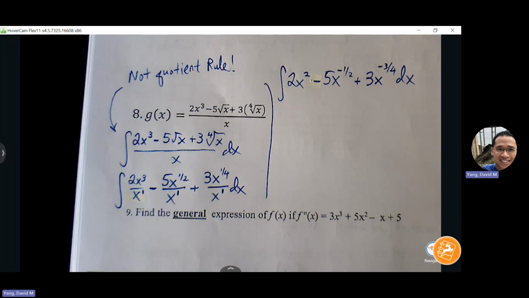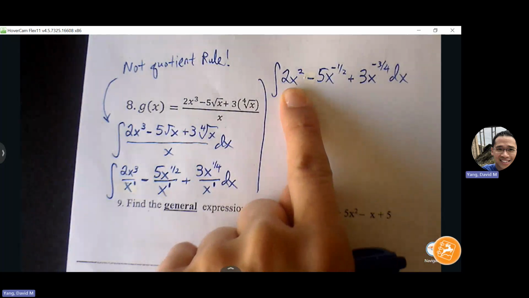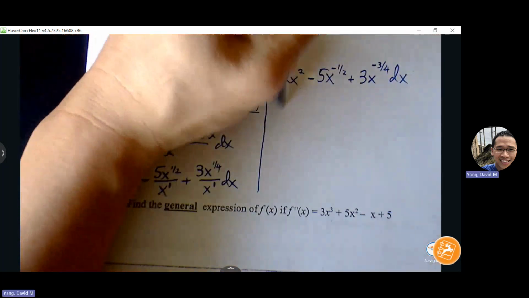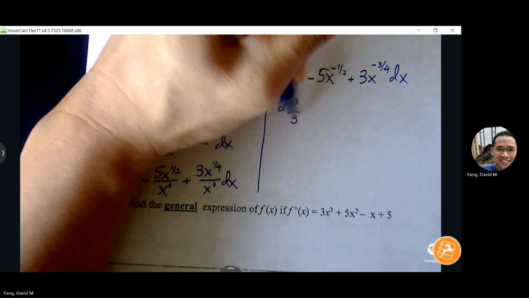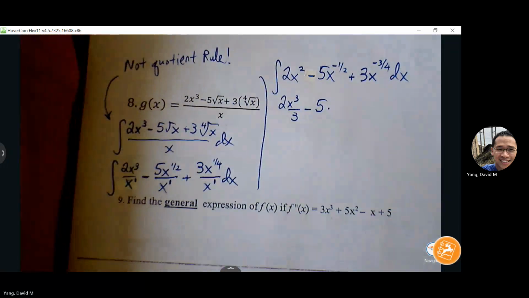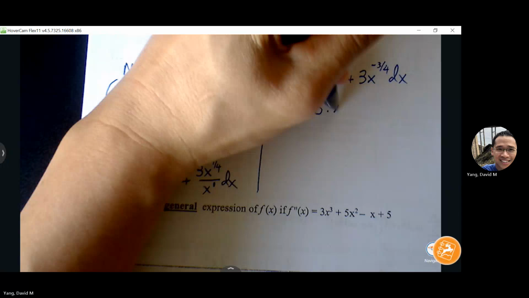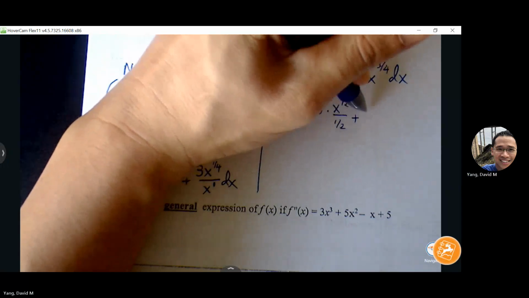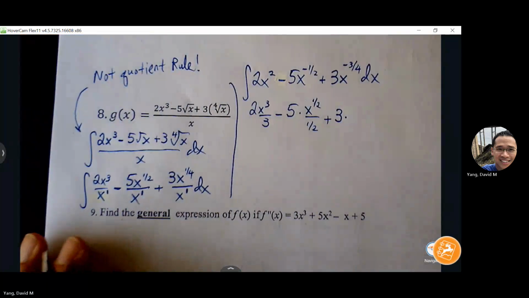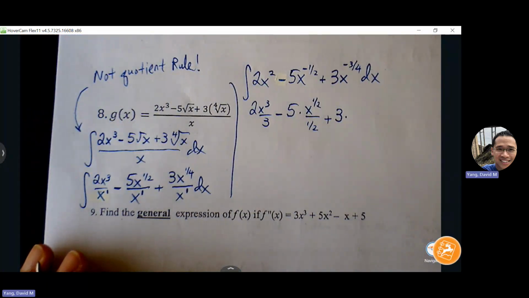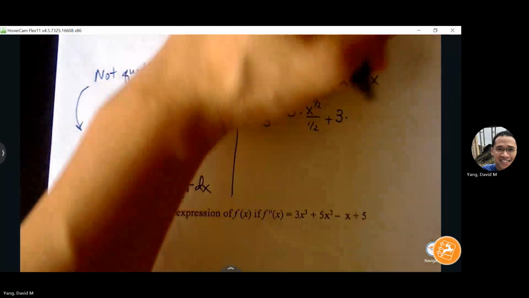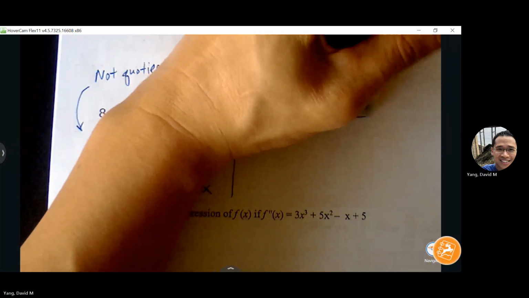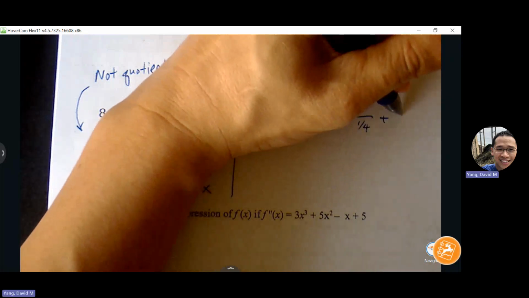Every term is ready for power rule, right? No variable in the denominator, no radicals, no parentheses. Now we can do power rule. Add 1 to the exponent, divided by the new exponent. So 2x squared becomes what? X cubed divided by... X to the negative 1/2 becomes 5x to 1/2 divided by... And x to 1/4 divided by... plus c.